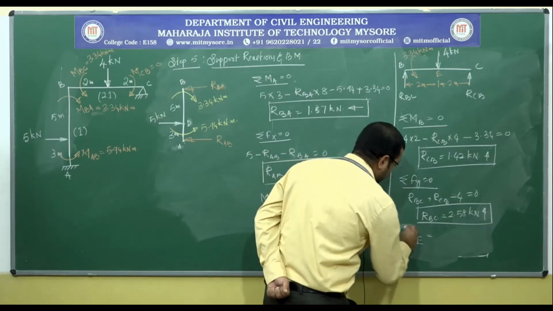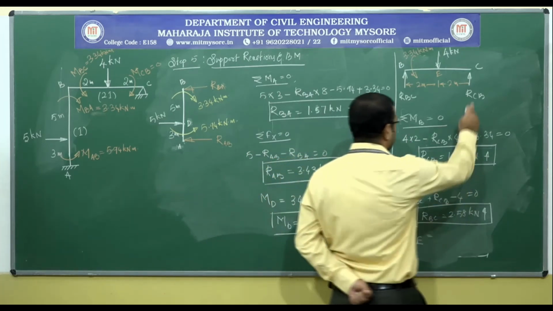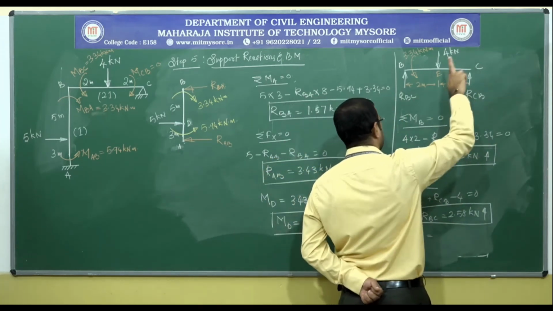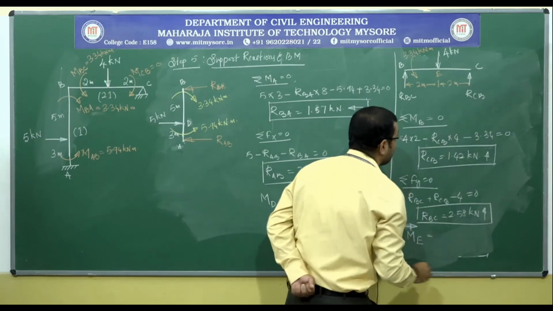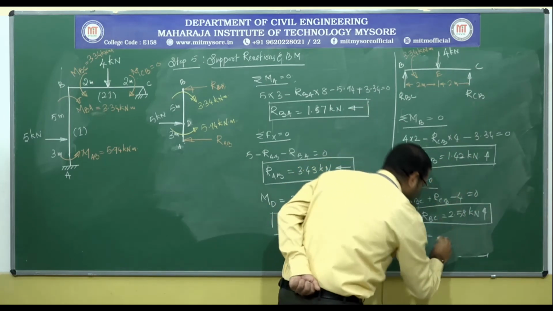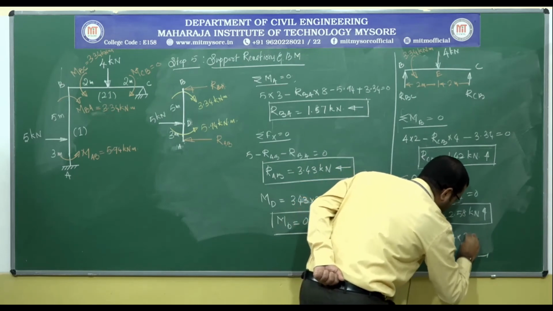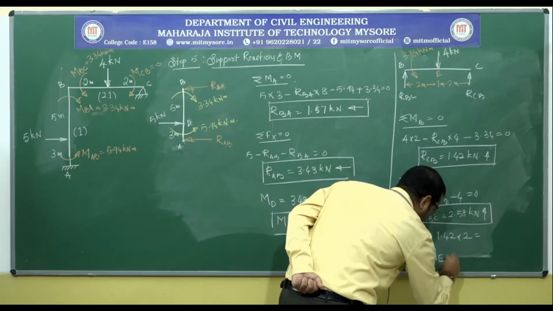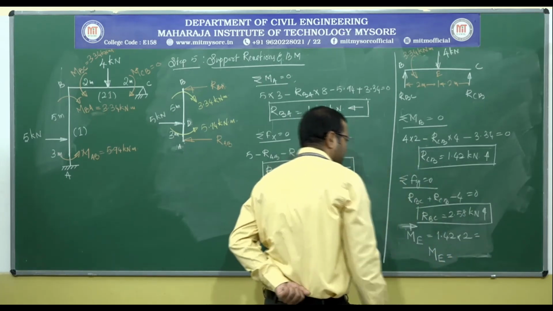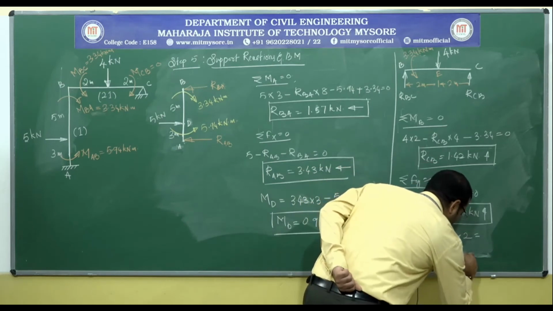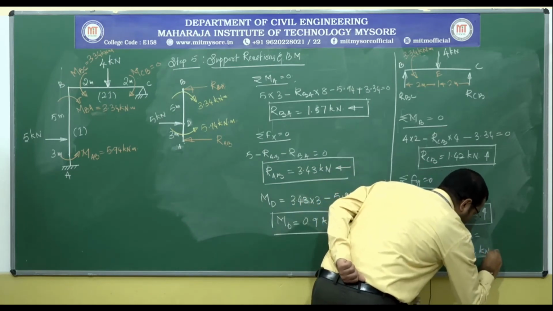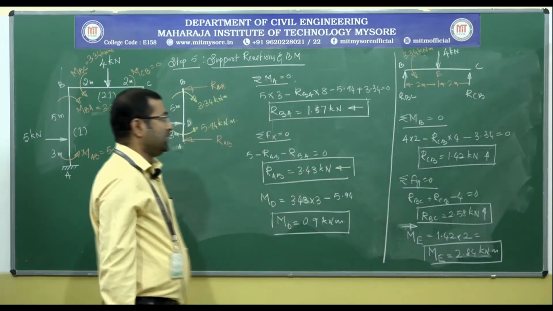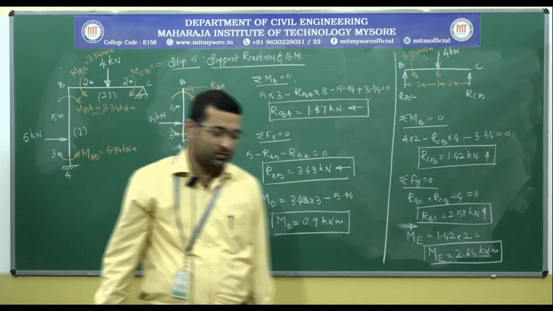So, let me consider the right portion, because on the right side we have only one support reaction. So, right side this RCB is creating an anticlockwise moment. So, right side anticlockwise is positive. RCB is 1.42 into perpendicular distance is 2. So, we will get ME as 2.84 kilonewton meter. So, these are the shear force and bending moment values.